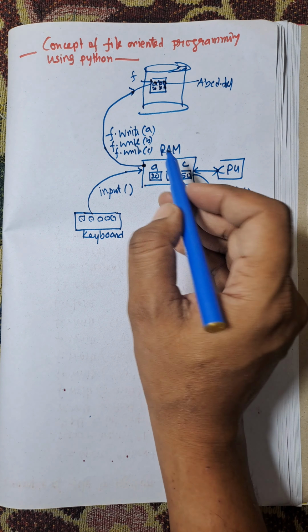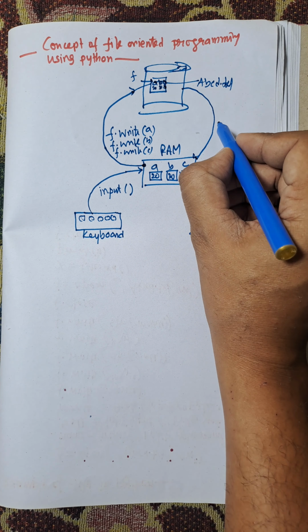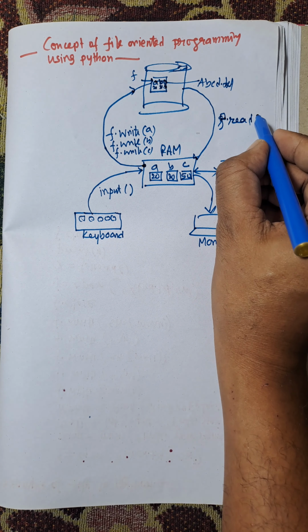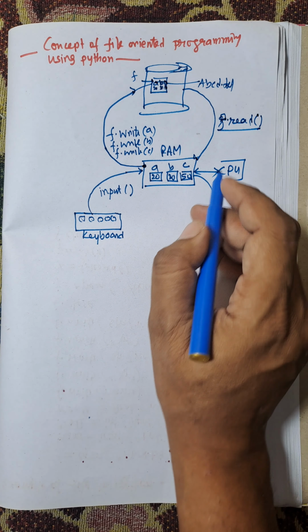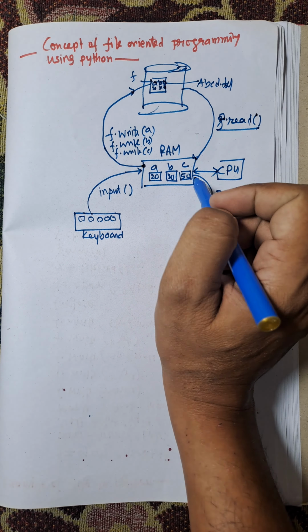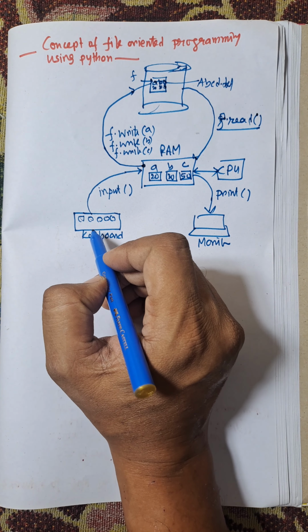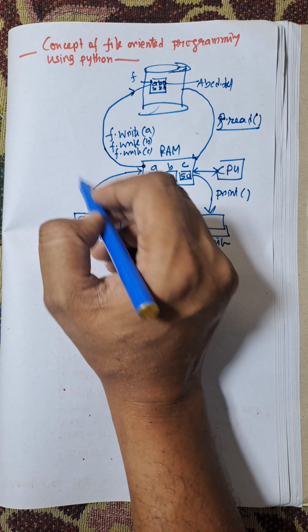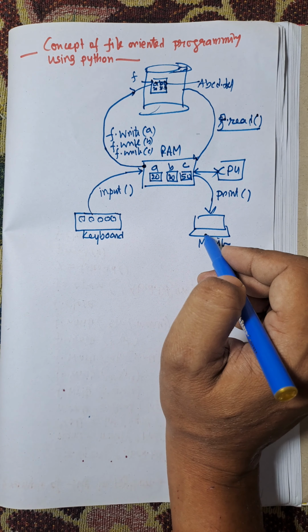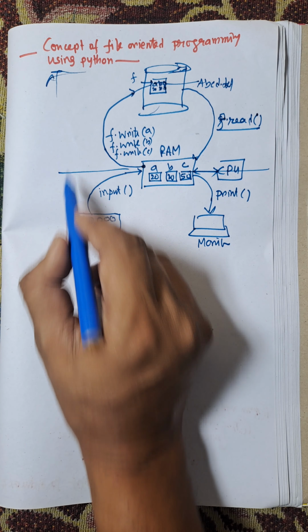And if we want to display the values, then there is a read method, f.read. The read method will read all the content from the secondary memory to main memory and then display it on the monitor. This is the input method for writing purposes, and this is the file opened for reading purposes. And this is console-oriented programming, and overall this is file-oriented programming.